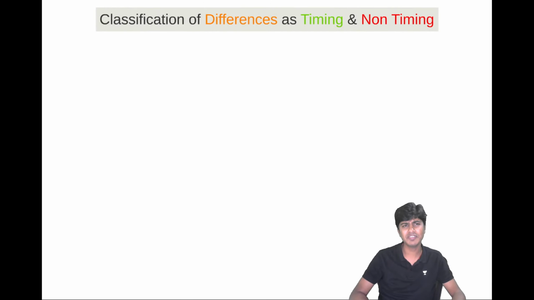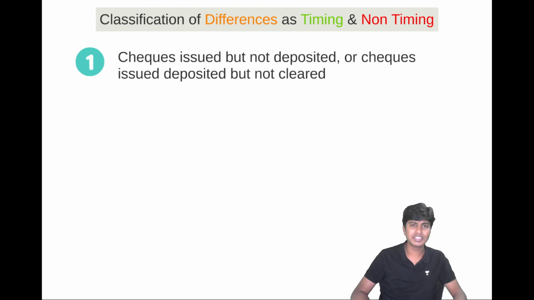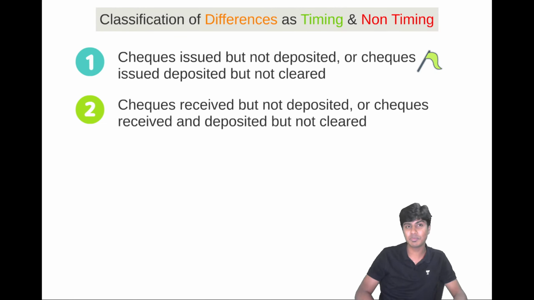We classified the differences into categories. I told you that checks issued but not deposited, or checks deposited but not cleared, will get cleared just based on time. We don't really have to do much about it, and this, my friends, is a timing difference. Then we saw that checks received but not deposited, or checks received and deposited but not cleared, are again timing differences, because these will also get cleared by time and we don't really have to do anything.